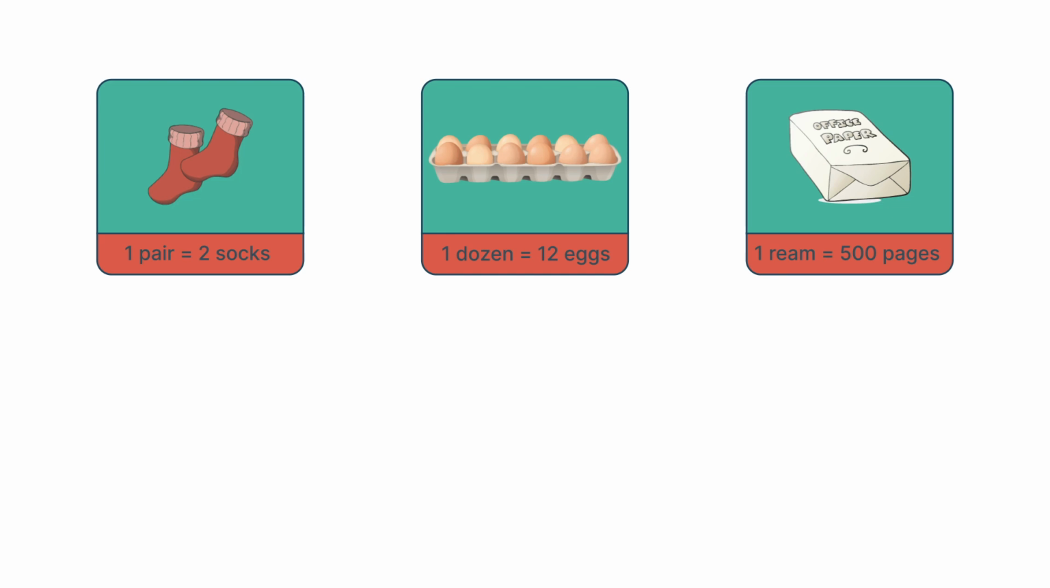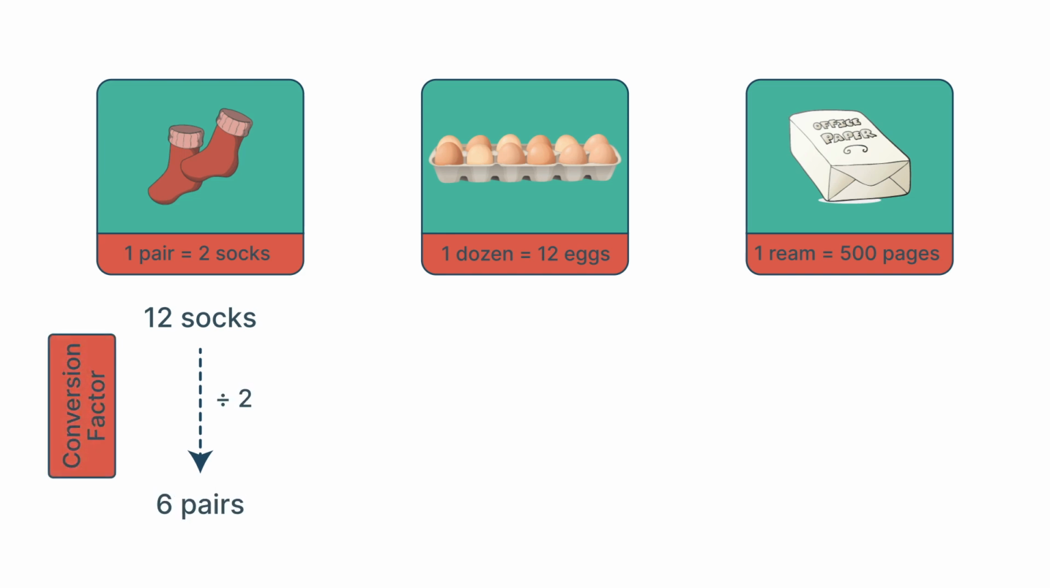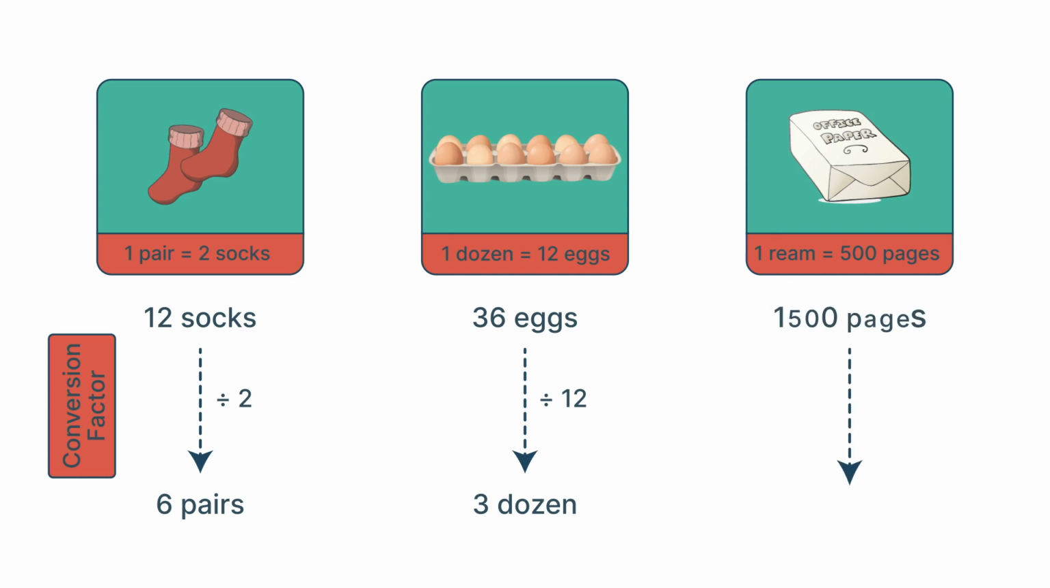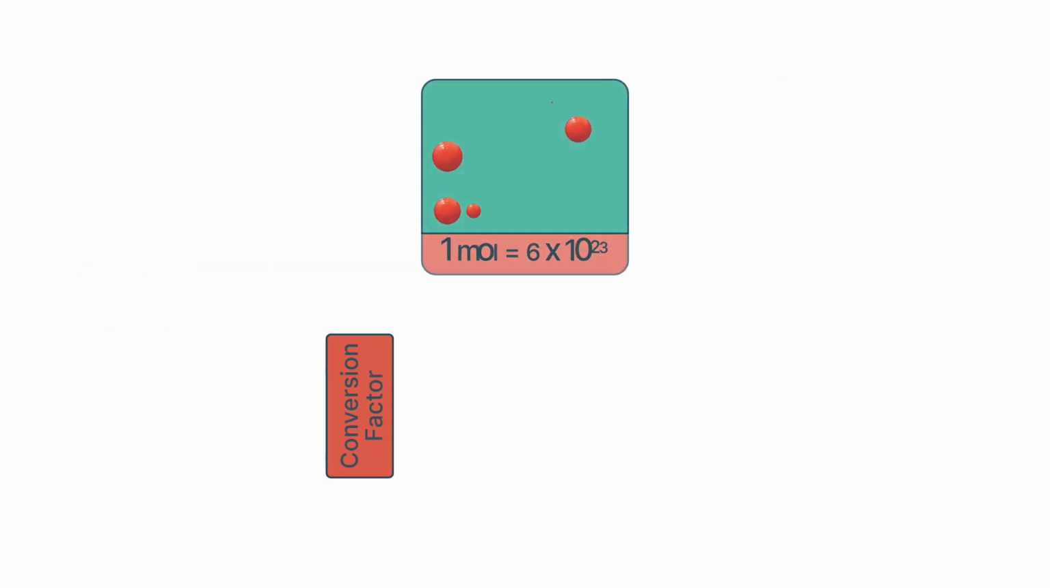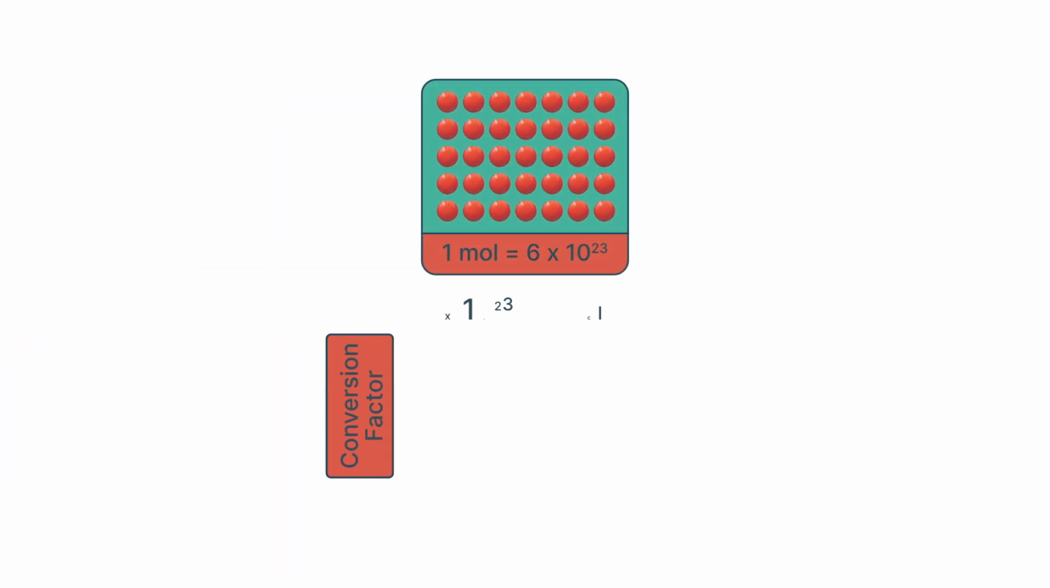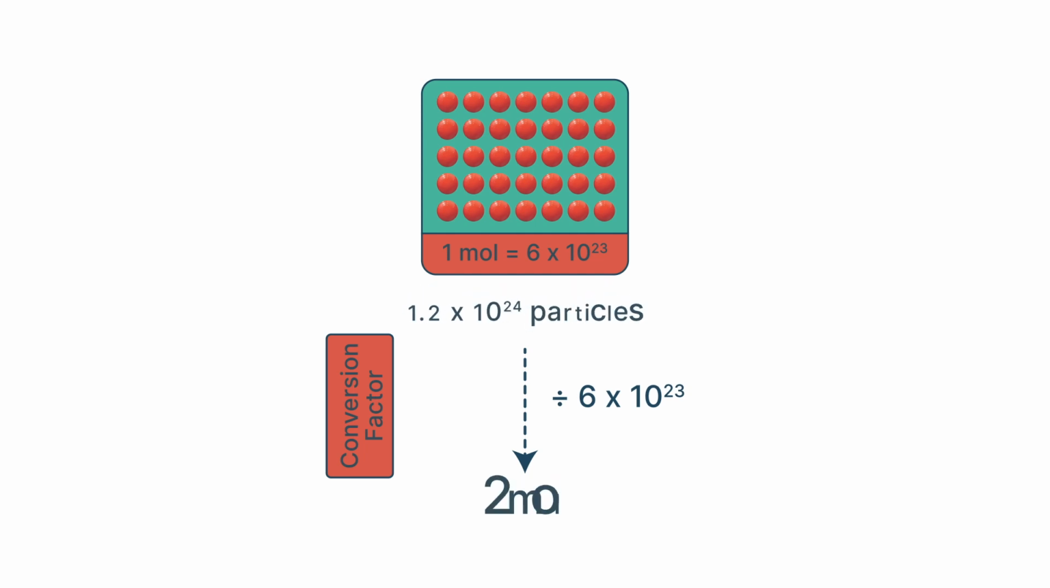In the same way we count socks in pairs, or eggs in dozens, or paper in reams. Rather than saying 12 socks, we would say 6 pairs. Rather than saying 36 eggs, we would say 3 dozen. Or rather than saying 1,500 pages, we would say 3 reams. It's the same for moles. Rather than saying 6 by 10 to the 23 of some type of particle, we would simply say 1 mole of that substance. Or rather than saying 1.2 by 10 to the 24, we would say 2 moles, and so on. And what mass would the 2 moles have?